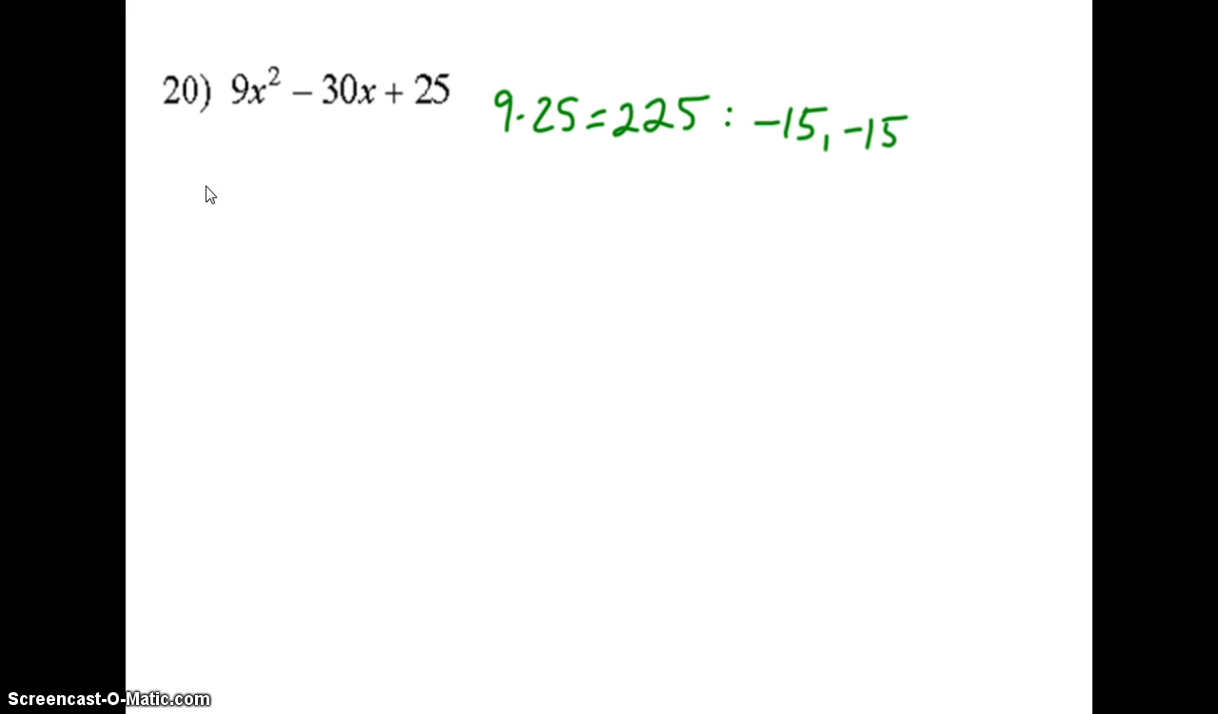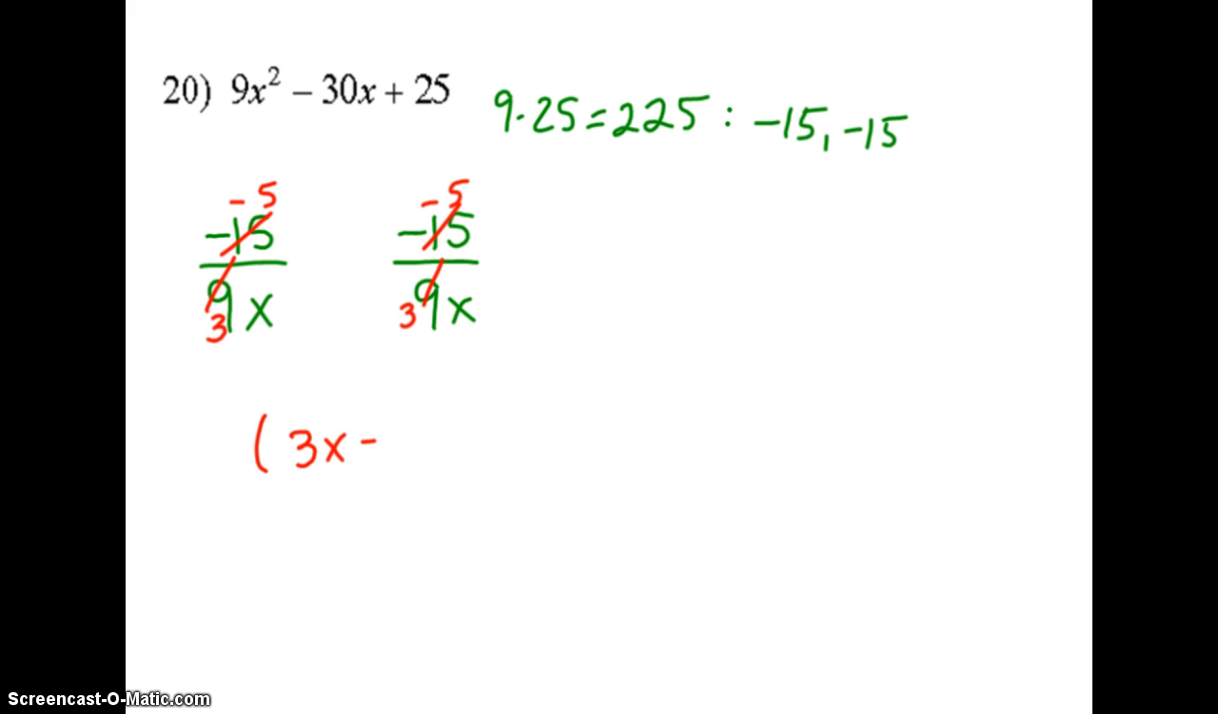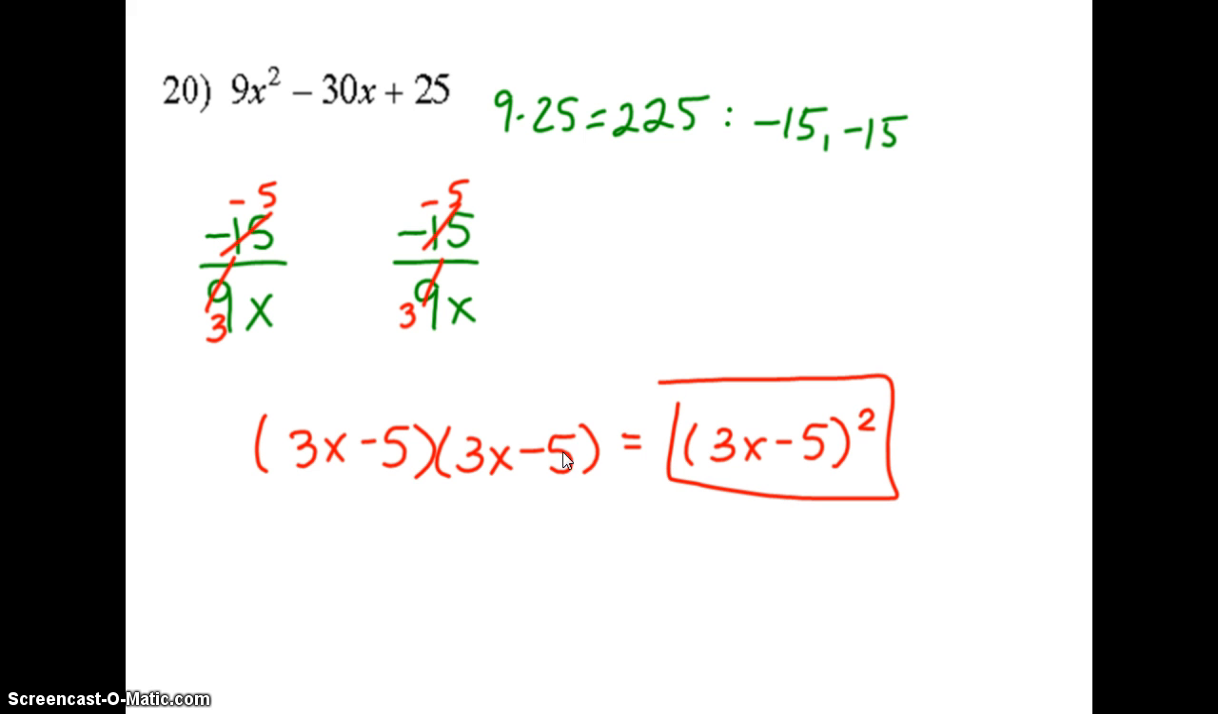Okay, so now remember that you're going to write two fractions with an a value which is 9, with an x. Then you write the two factors, negative 15 and negative 15, on the top. Simplifying this out, you're going to get negative 5/3 for both. So I get 3x minus 5 times 3x minus 5. Another way to write this would be 3x minus 5 squared, which is what I have on my answer sheet. I'll take either one of these answers, okay?